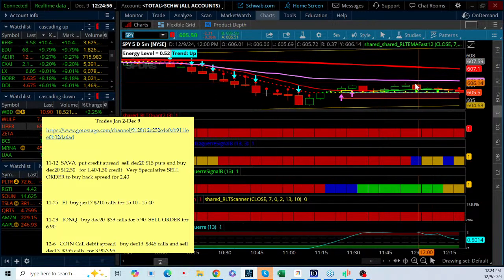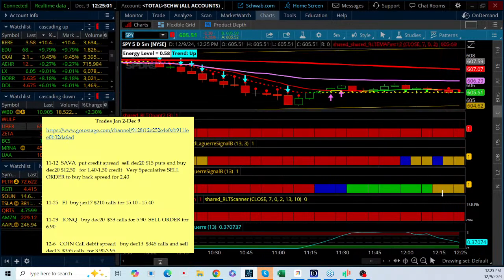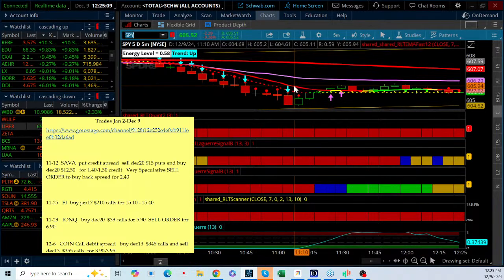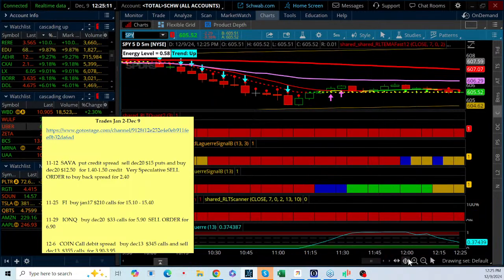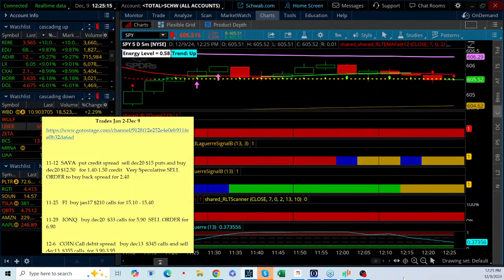SPY fought to get to the VWAP and never got there. Now it's back below the 15 again. We've got yellow here now on the momentum indicator. Pretty tight price action though. The candles are still pretty small.